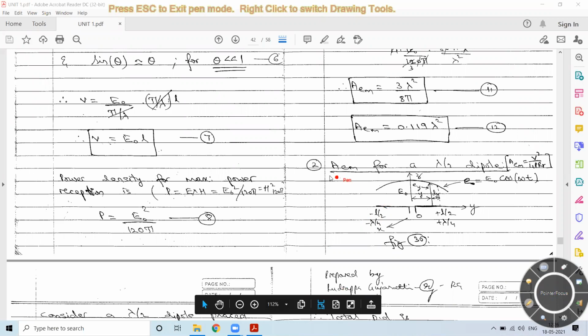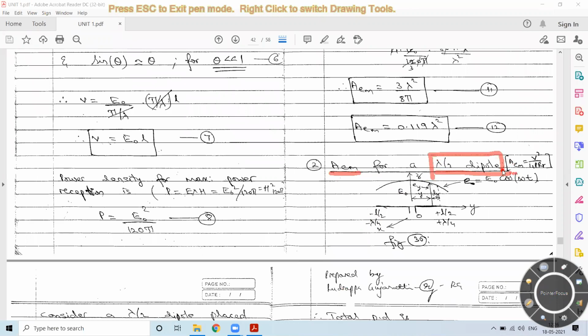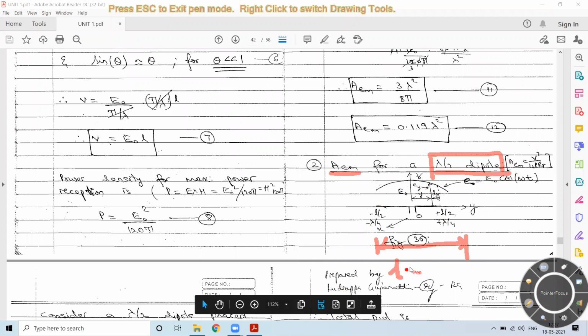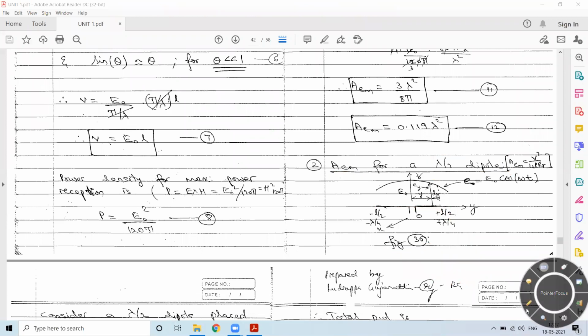Now again, what we assume is, for identifying the maximum effective aperture of the lambda by 2 dipole, what does this imply? This implies that the length of this dipole under consideration is equal to lambda by 2. The overall length from this point to this point is lambda by 2. That is what we are considering for the lambda by 2 dipole.